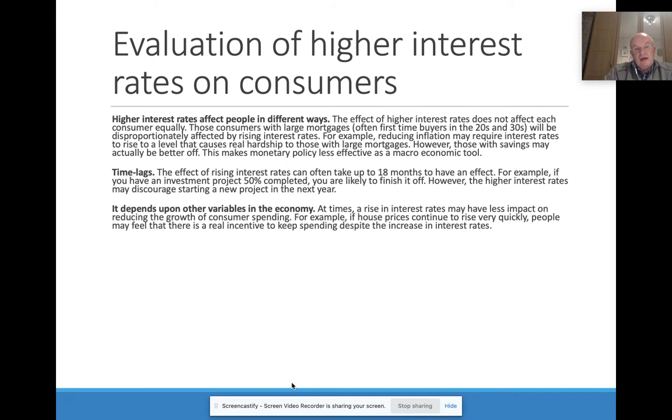Clearly, as with any of these policies, there are always going to be other variables you need to bear in mind. In some cases, interest rates can be used, but they may not necessarily have a large impact on reducing growth of consumer spending. House prices, as an example, could continue to rise very quickly for a while, and in some cases people might think there's no real incentive, so I'm going to carry on spending in spite of the increase in interest rates, depending on where they are in their decision-making process on choosing to buy a car or something similar.